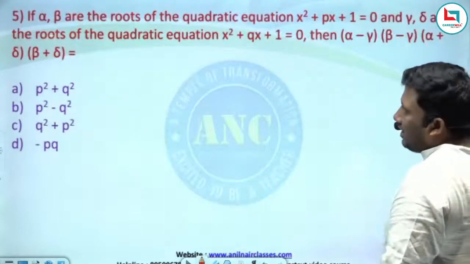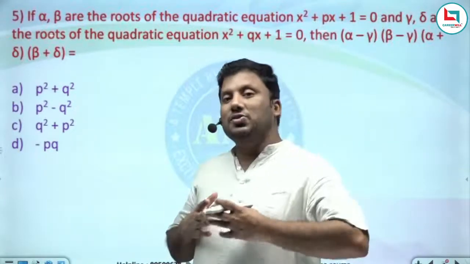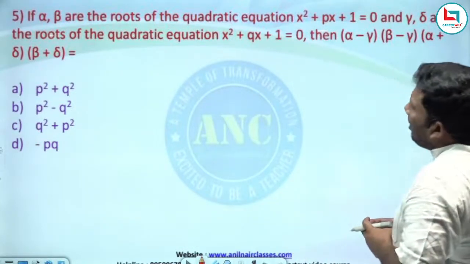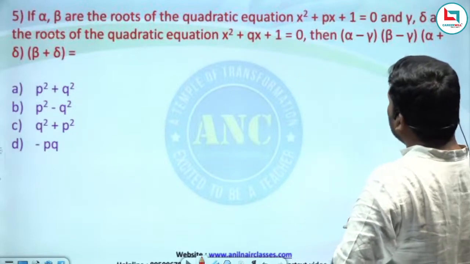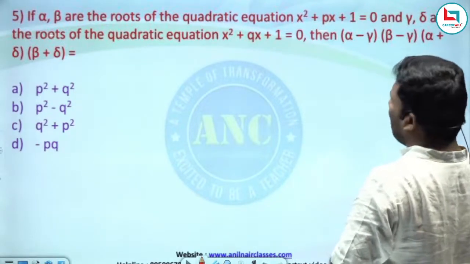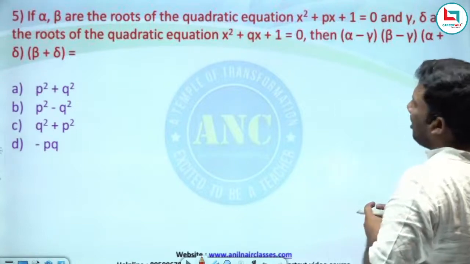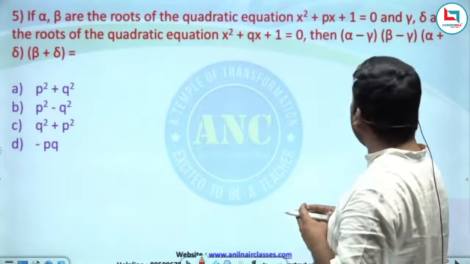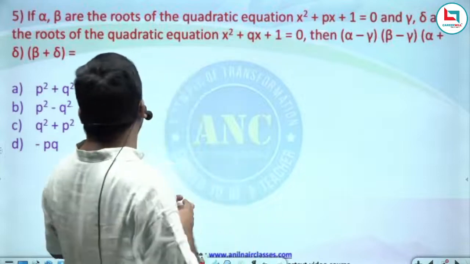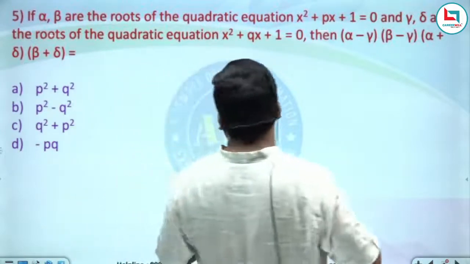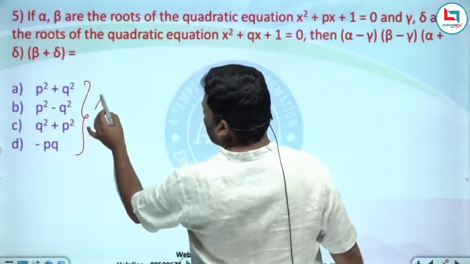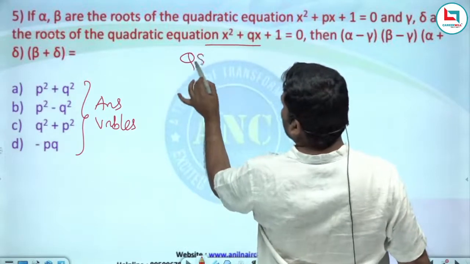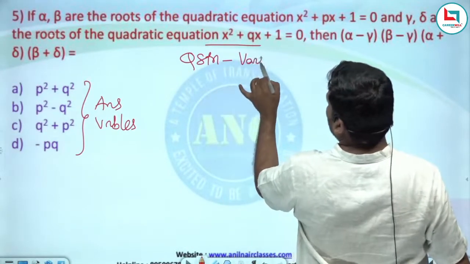Practice exercises. We will do a lot of problems which are very close to the examination standard. Now, if you see here, if alpha, beta are the roots of the equation x square plus px plus 1 equivalent to 0, and gamma, delta are the roots of the equation x square plus qx plus 1 equivalent to 0. Alpha minus gamma, beta minus delta, alpha plus delta, beta plus delta. So what we will do is, the answers contain variables. All the answers are in variables, and the questions are also in variables. I told you that entire algebra is of 4 types.